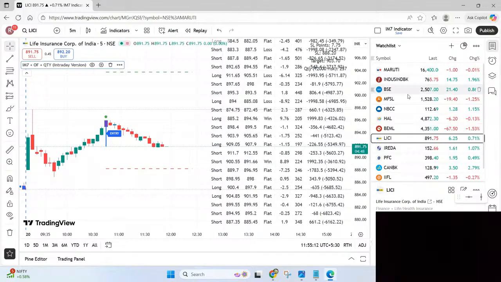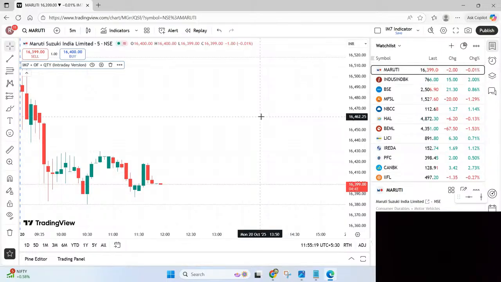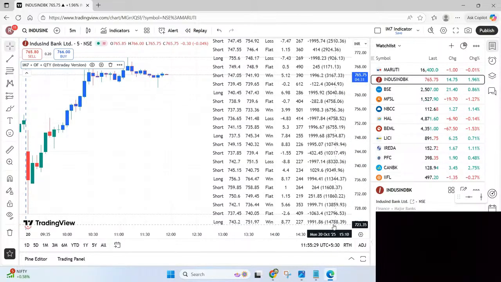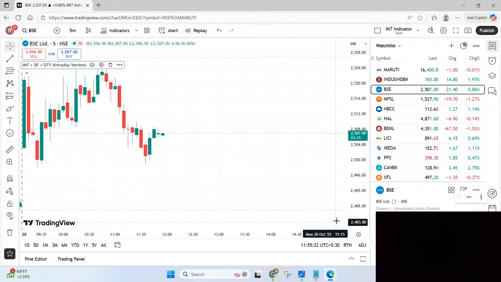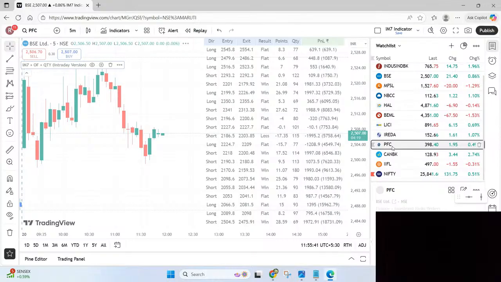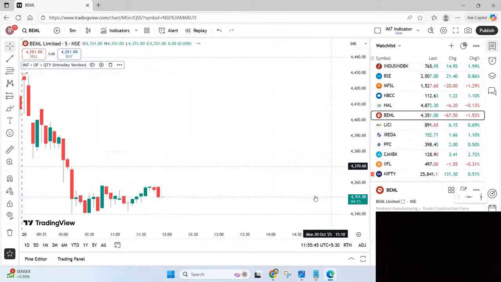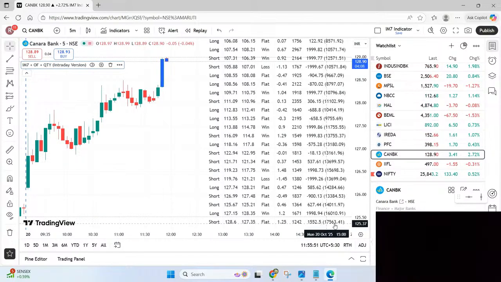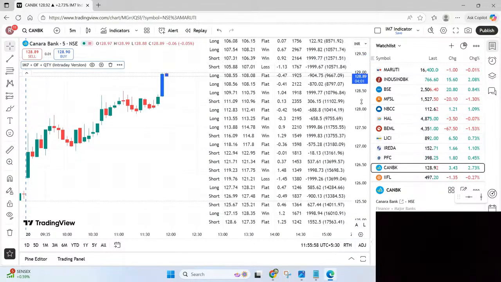So you know the results. Suppose this is LICI, I will come back again. But I want to show Maruti for the last 30 trades. What is the outcome? Outcome is like 15,990 rupees. For IndusInd Bank, last 30 trades, it's like 14,000. For BSE, it's like 18,000. If you take PFC, minus 4,000, BEML 9,000 positive, Canara Bank 17,000 positive. So we know there are negative returns and there are positive returns.